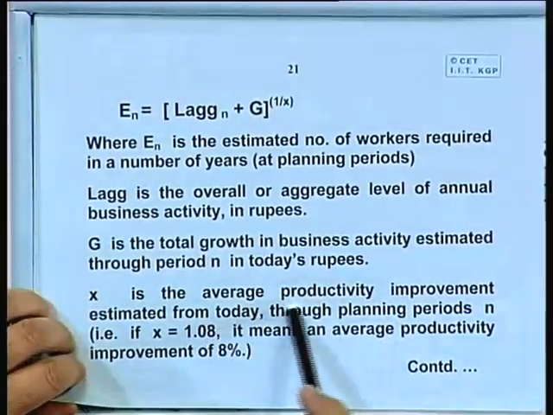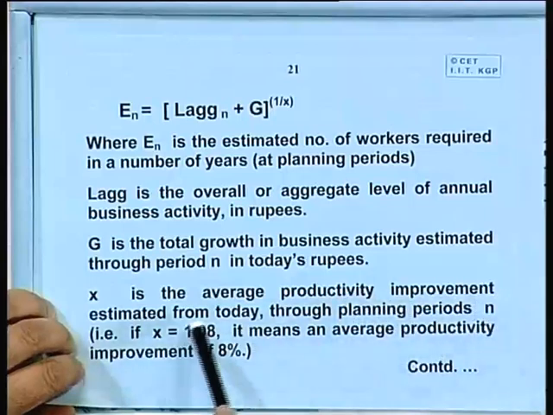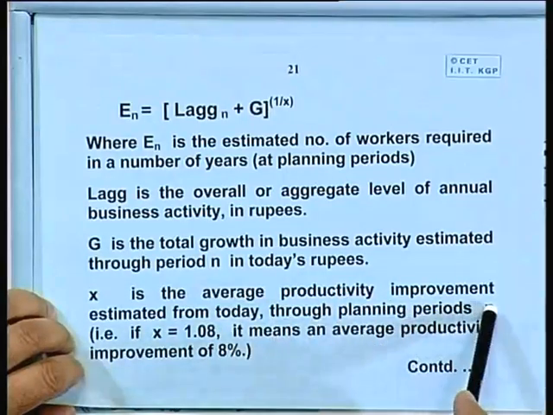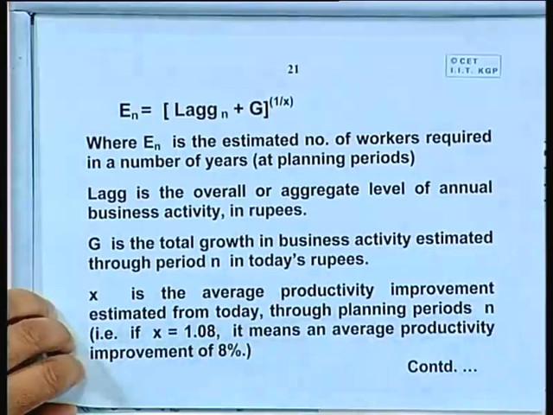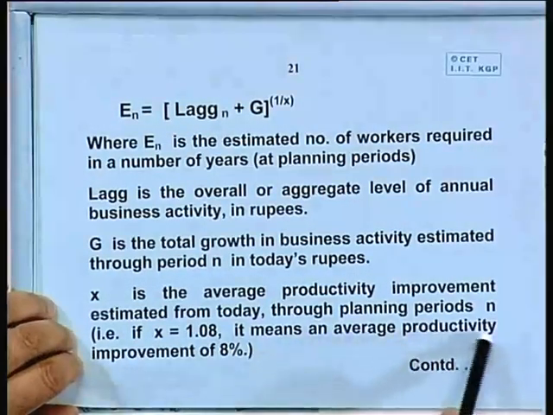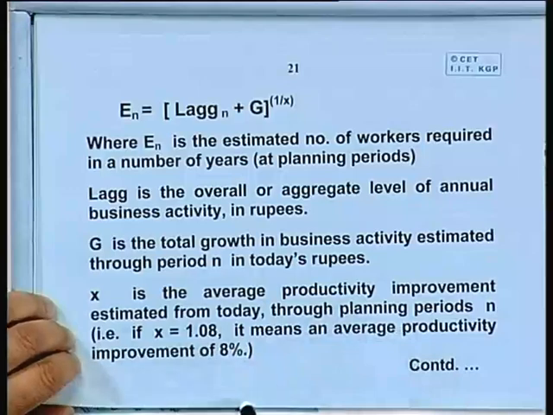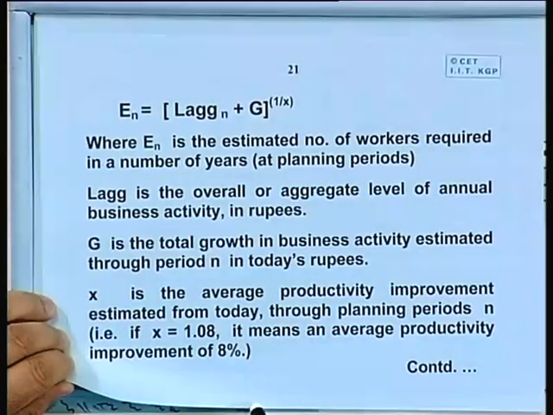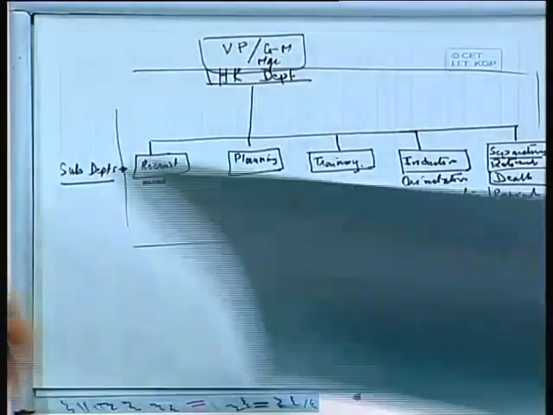So, X is the average productivity improvement estimated from today through the planning periods n. That is, X equal to 1.08 means an average productivity increase of 8%. And with this, you are factoring in the productivity increase.